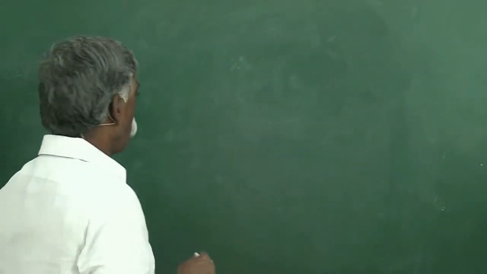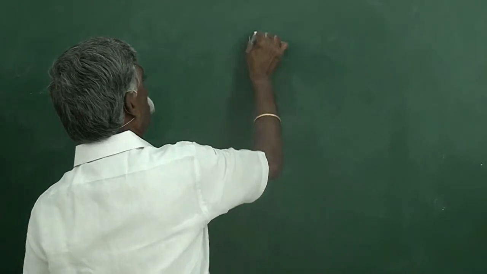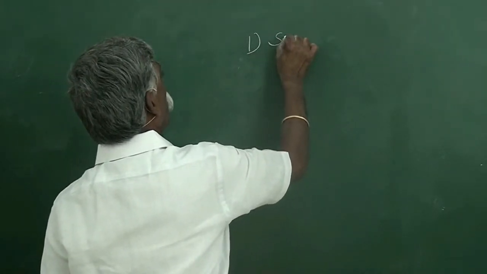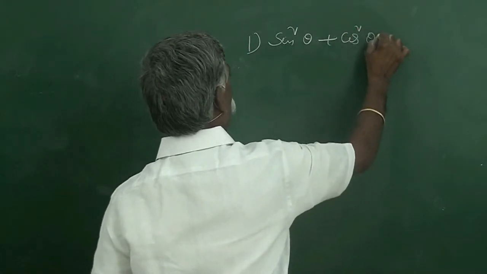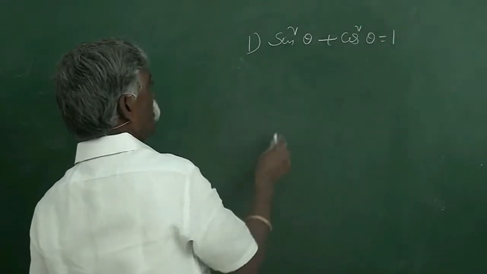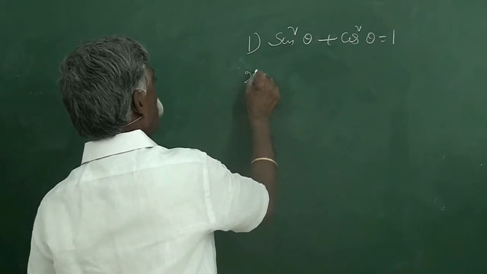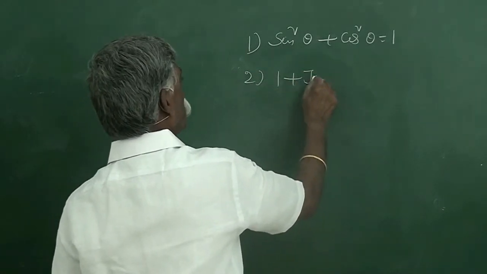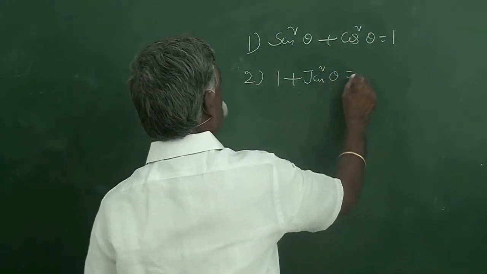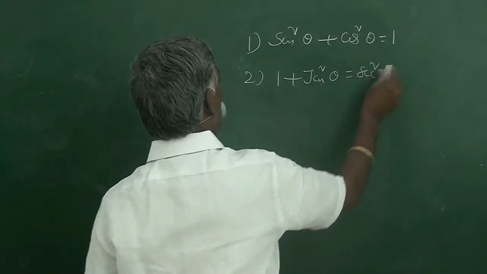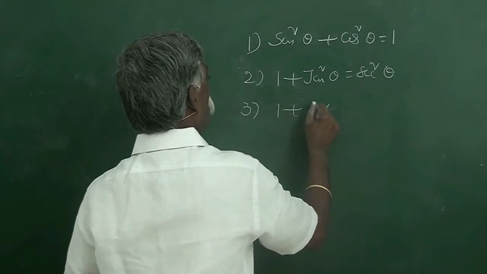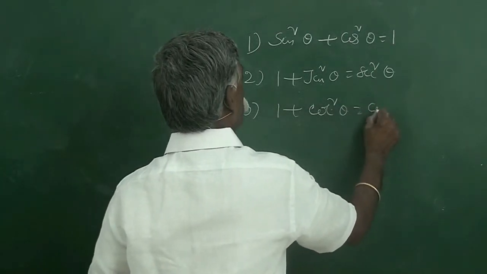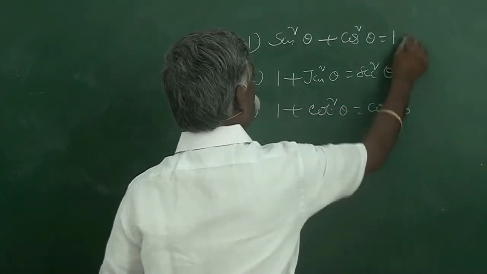Now, before starting the problems, the three things which we have proved, we have to remember these things very well. This is 1: sin square theta plus cos square theta is 1. The second result is 1 plus tan square theta is secant square theta. And the third result which we have proved is 1 plus cot square theta is equal to cosecant square theta.